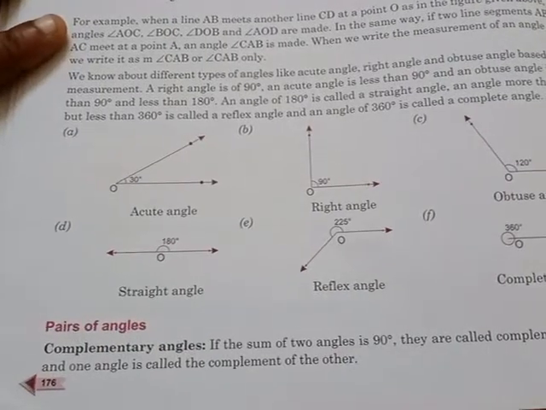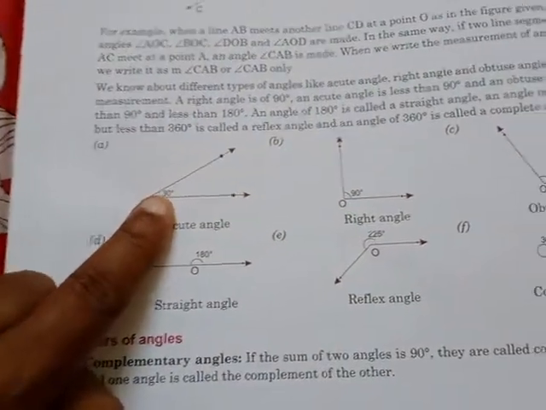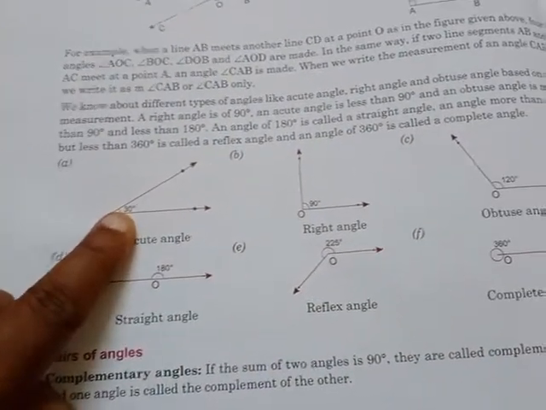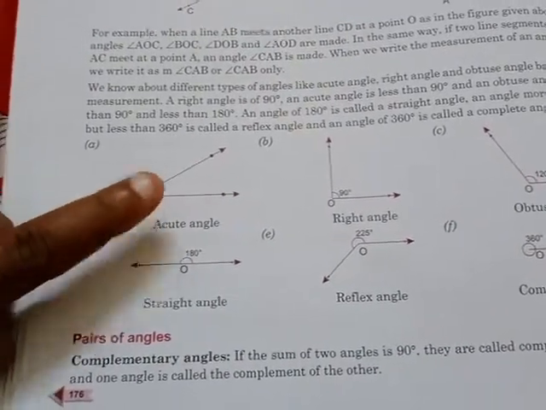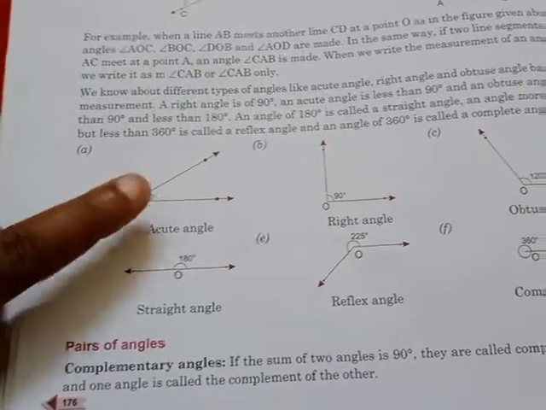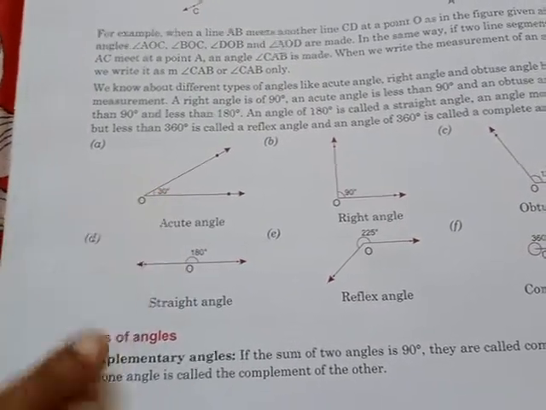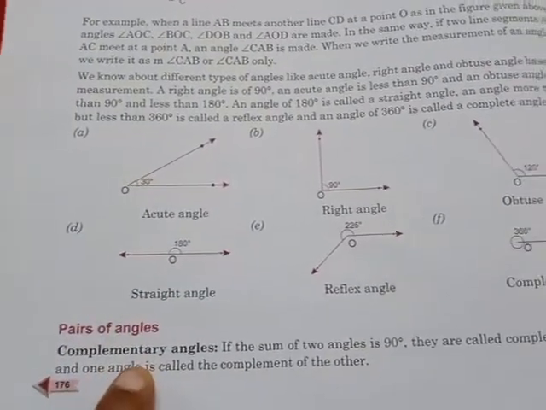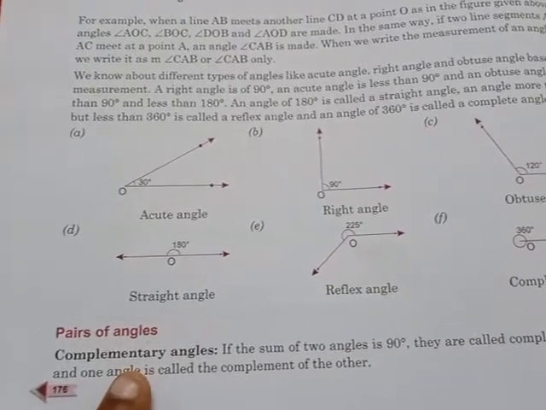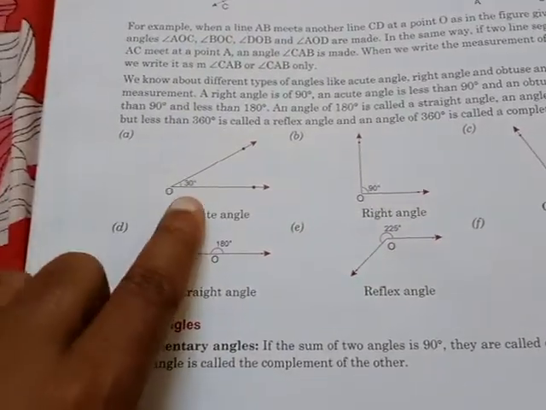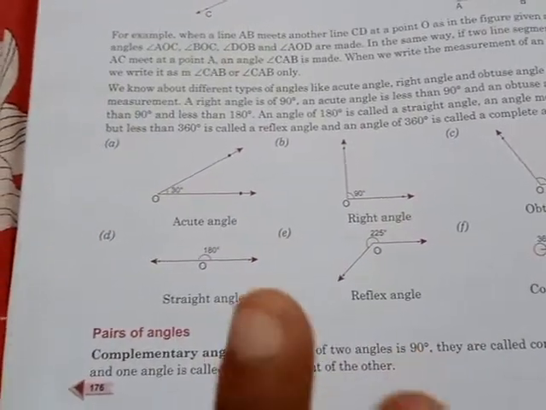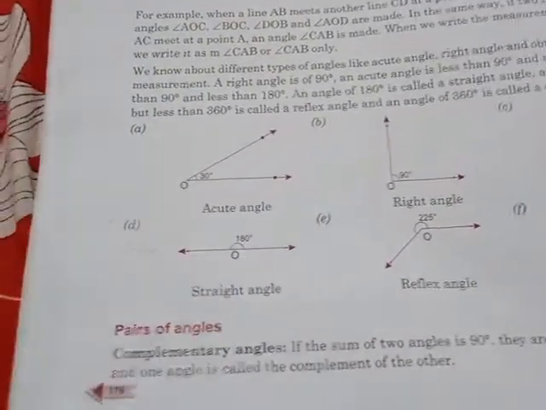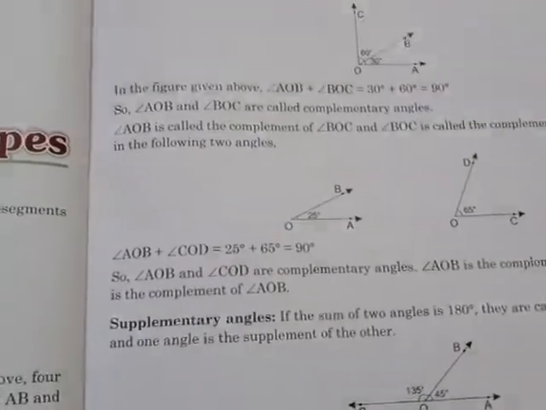Suppose one angle is 30 degrees, so the complement of a 30 degree angle will be 90 minus 30. If it is complementary angles, at that time we should subtract this particular angle from 90 degrees, because the sum of two angles is 90 degrees.